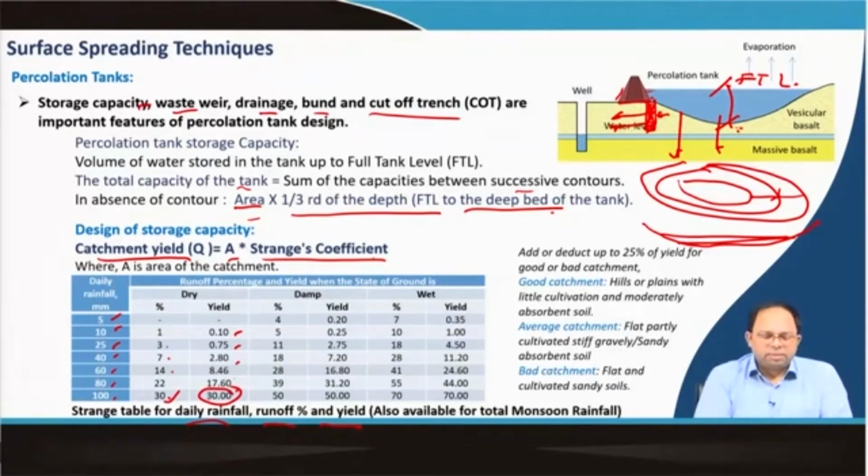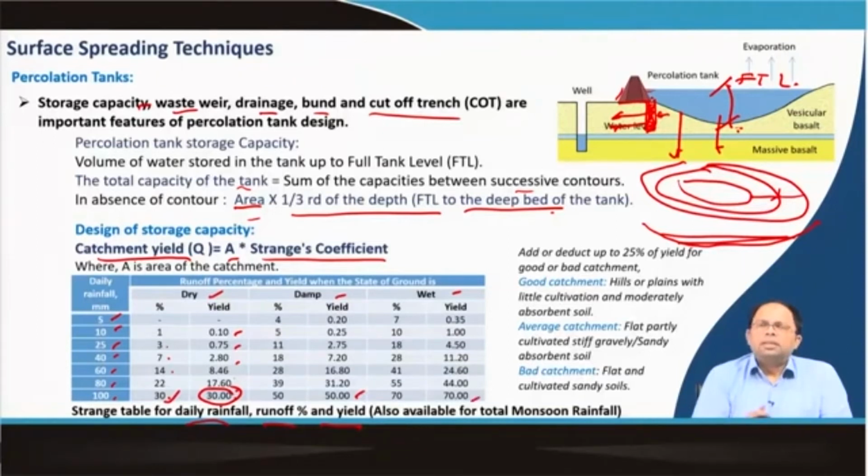So, this is Strange's table, and this is given for dry areas. Similarly, for damp area and wet area, these values would vary. So, that means for dry area the runoff is 30, whereas for damp area the runoff is around 50, right. And for wet area it is 70.